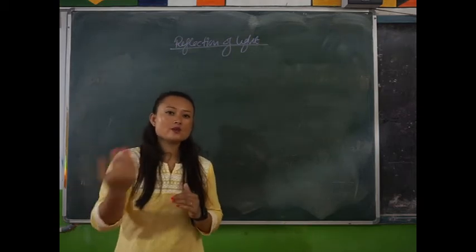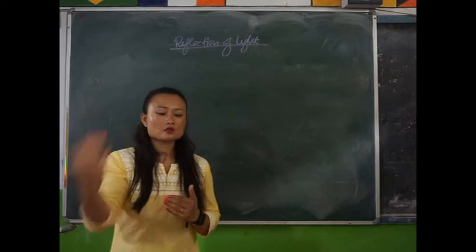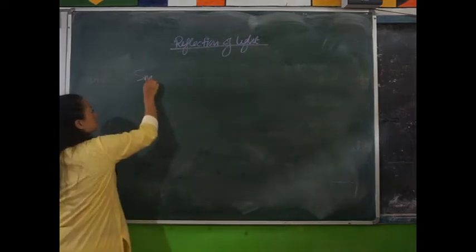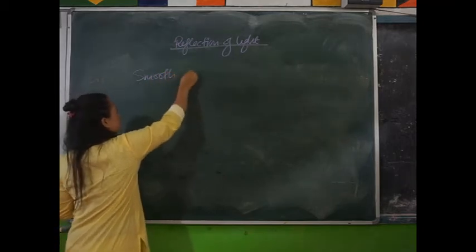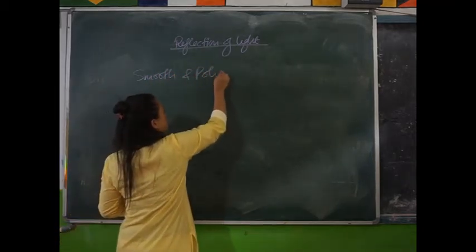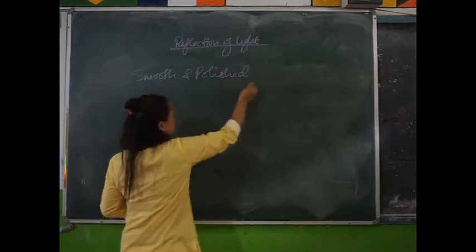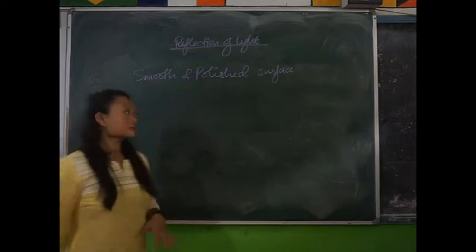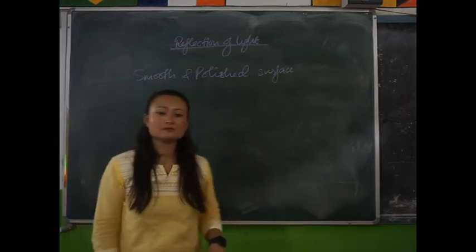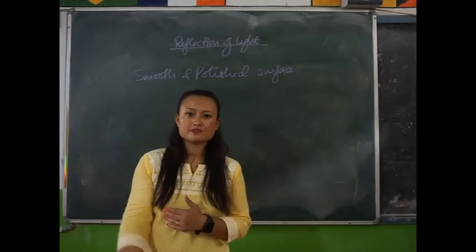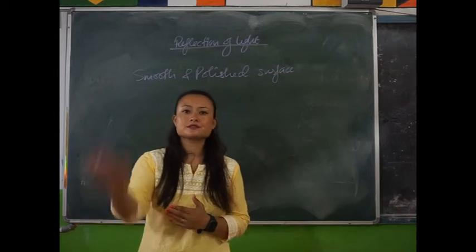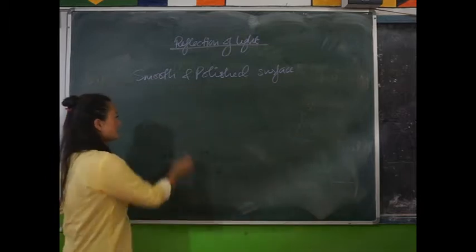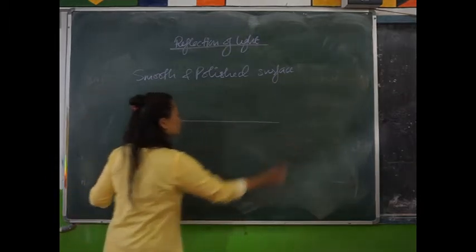So the same way, when light strikes a surface, okay, not any surface, when it strikes a smooth and polished surface like a mirror, and anything that is smooth and polished, what happens? The light also returns back. It comes back to the same medium, and that is called reflection of light.